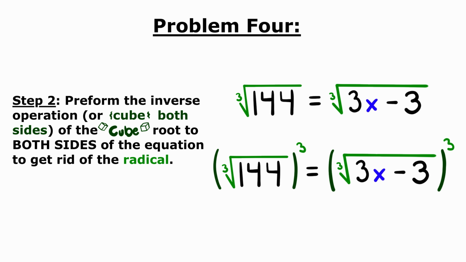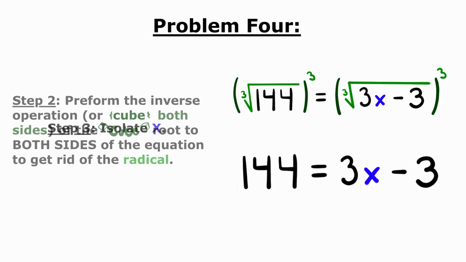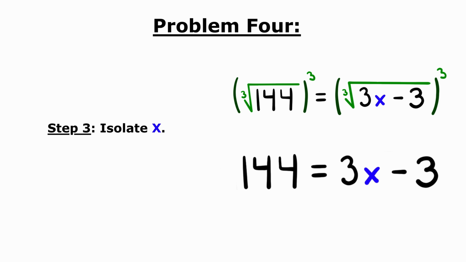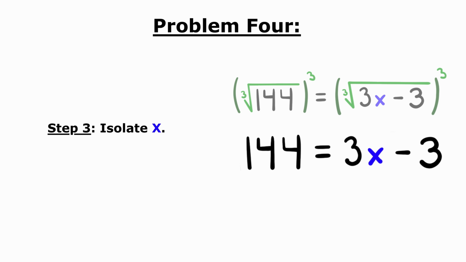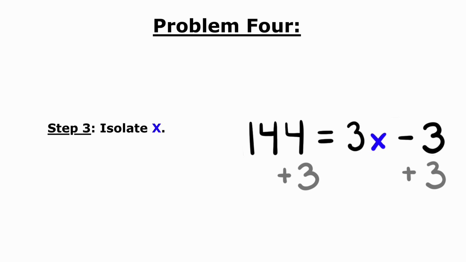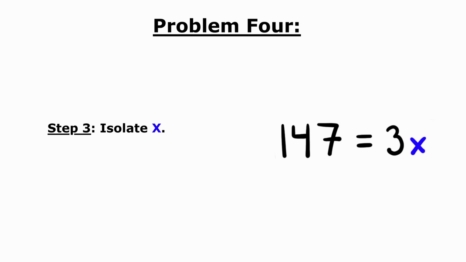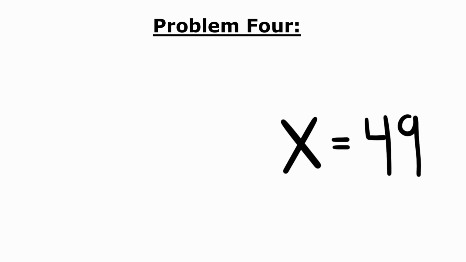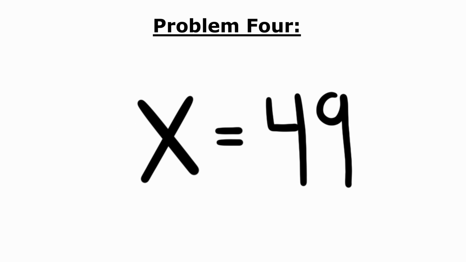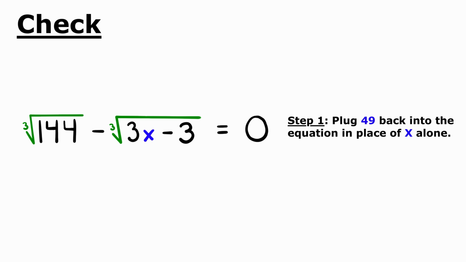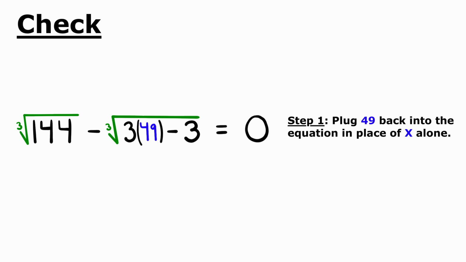Step 2. Perform the inverse operation of the cube root to both sides of the equation to get rid of the radicals. Then all we have to do is isolate x by adding 3 to 144 and then dividing 147 by 3. This makes x equals 49. When we plug 49 back into the equation, we get 0 equals 0. So, the equation is not extraneous.